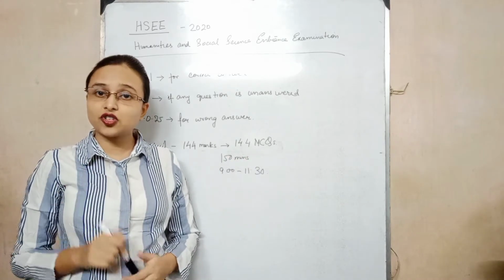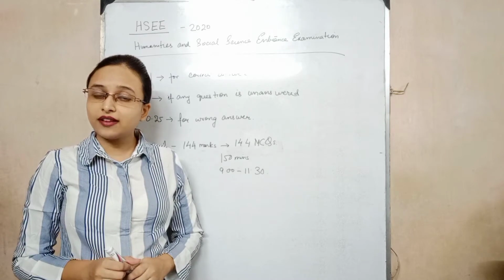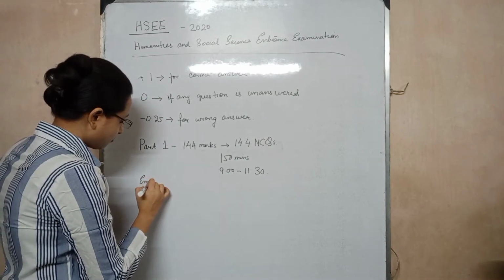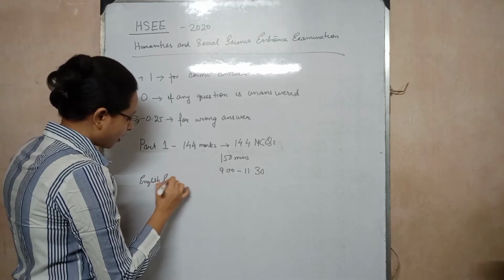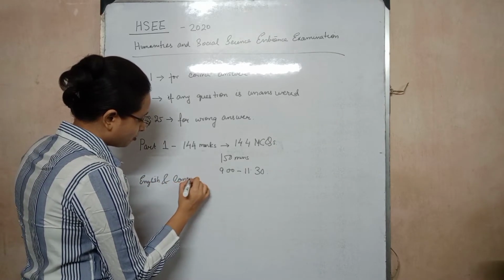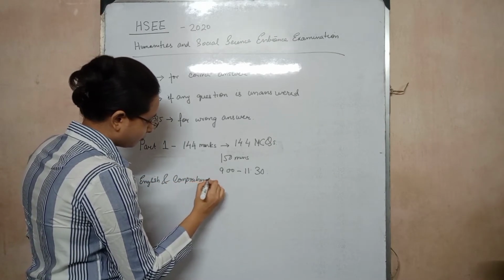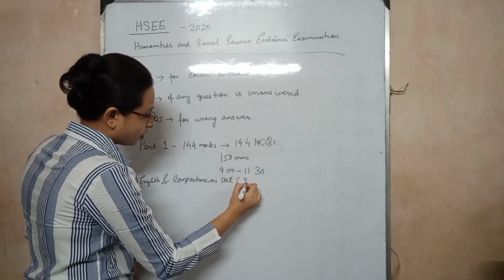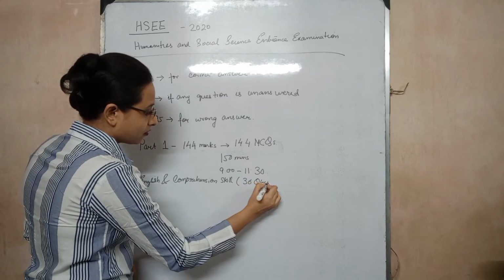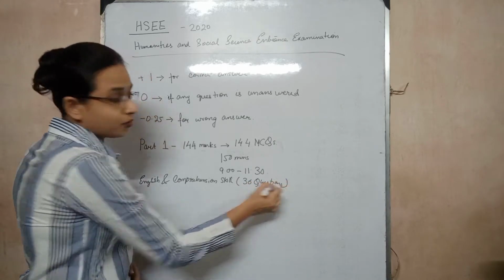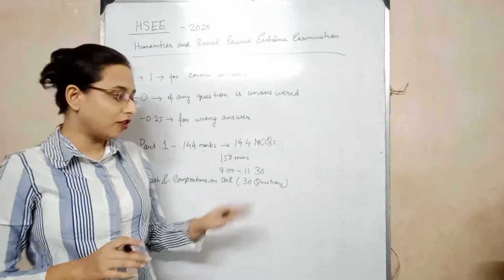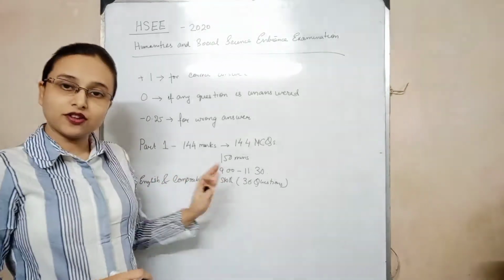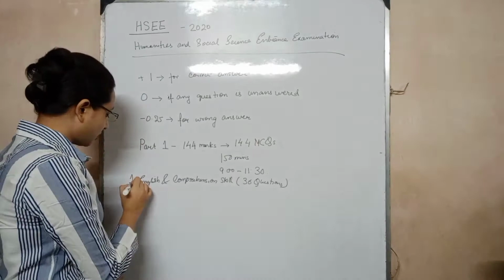Here you will have section 1, English and comprehension skill, with 36 questions, and you will have 36 marks for this. The first section is this one, English and comprehension skill. Okay, this is the first one.